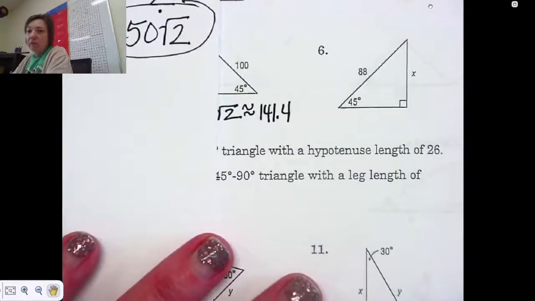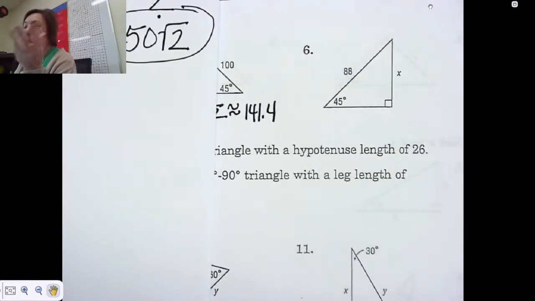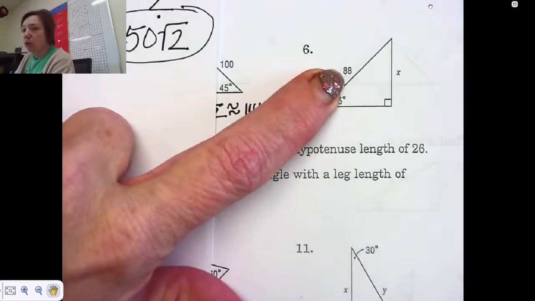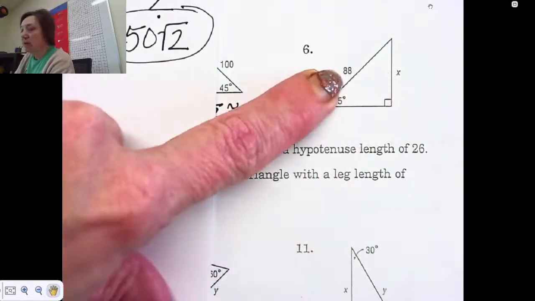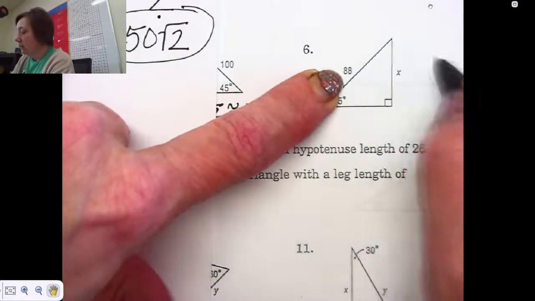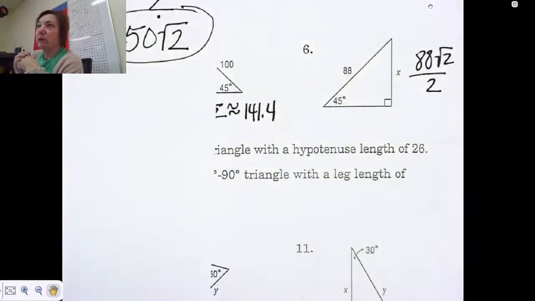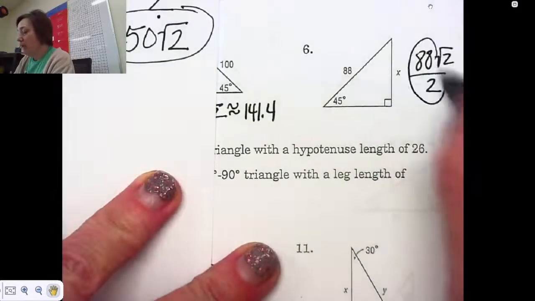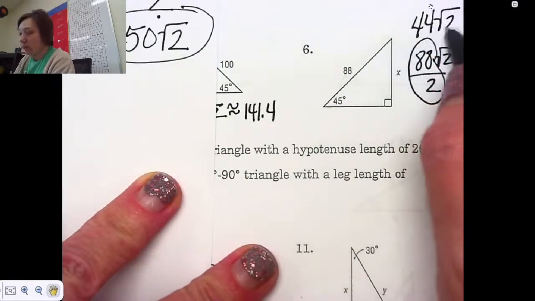Look at number 6. What are we going to do? Same thing. So what do we wind up doing mathematically if they give us a whole number here to get this over here? What do we do with this? It's going to wind up being 88 square root of 2 over 2. That's what it's going to wind up being, right? Now, since that 88 is an even number, we can simplify this to what? 44 square root of 2, right?